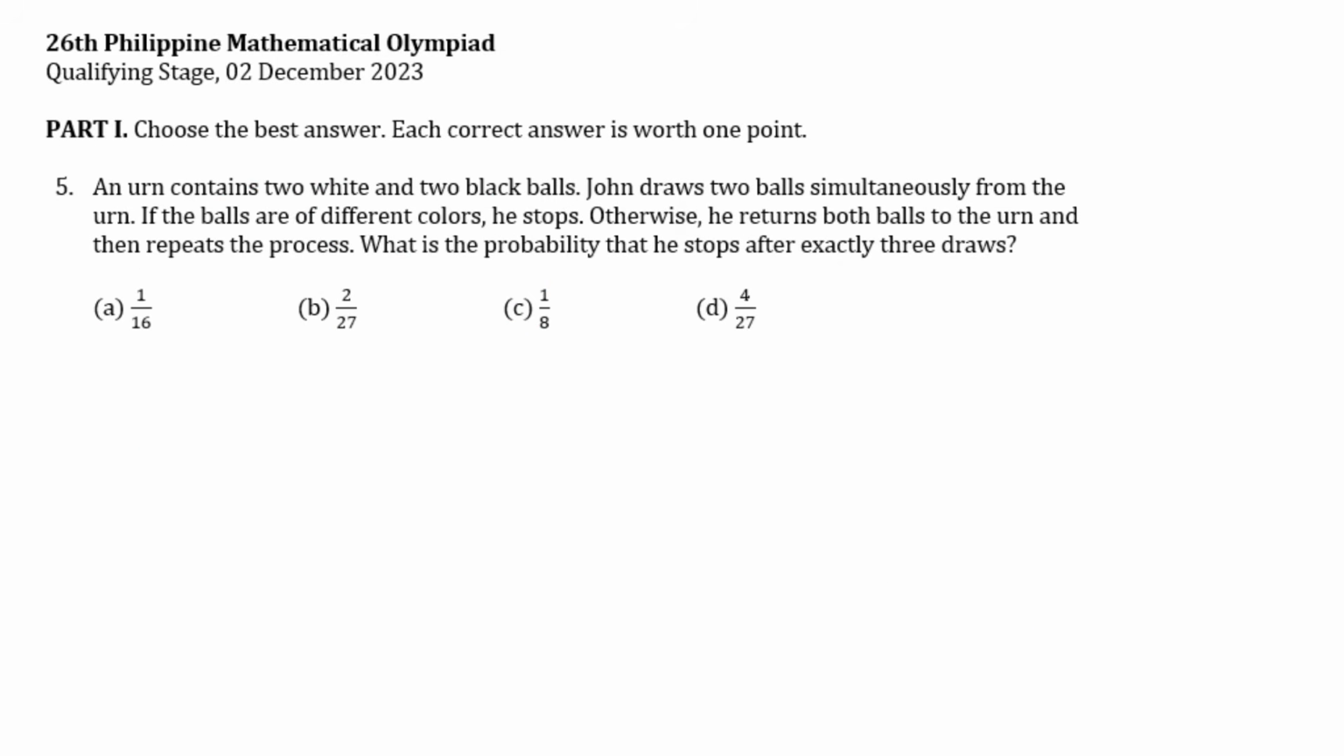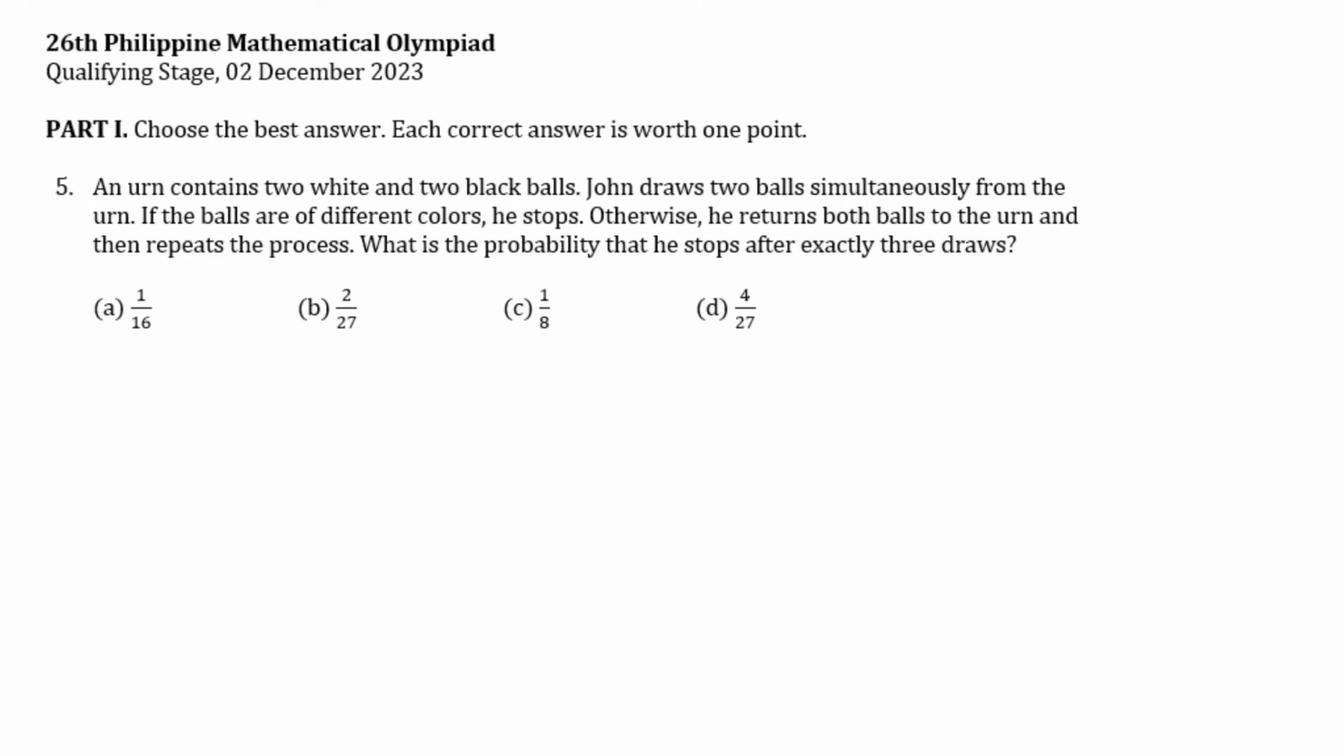Problem number 5. An urn contains 2 white and 2 black balls. John draws 2 balls simultaneously from the urn. If the balls are of different colors, he stops. Otherwise, he returns both balls to the urn and then repeats the process. What is the probability that he stops after exactly 3 draws?